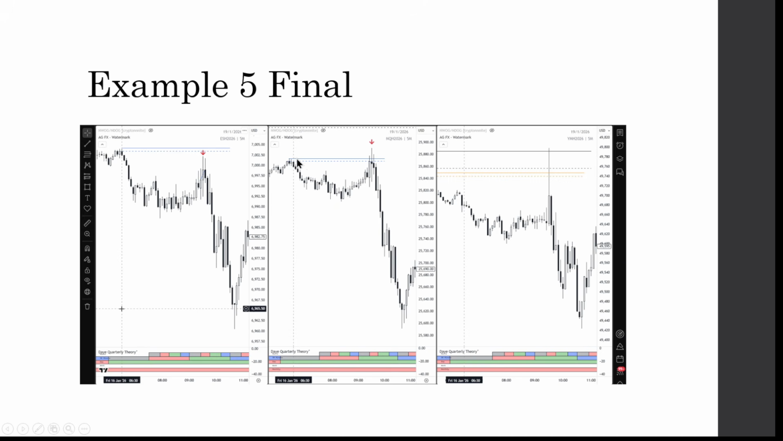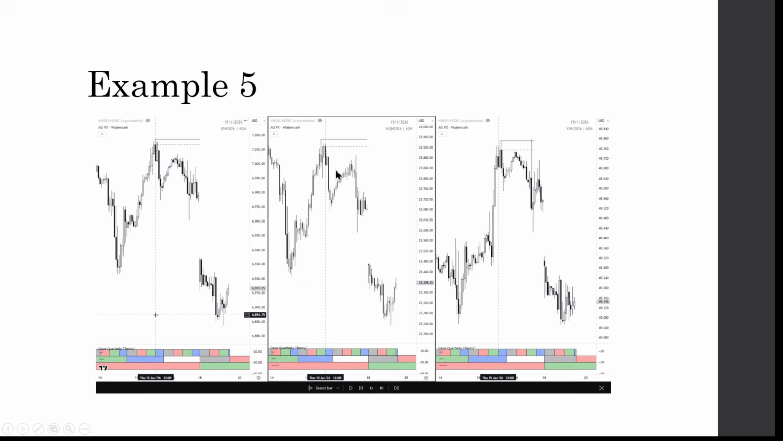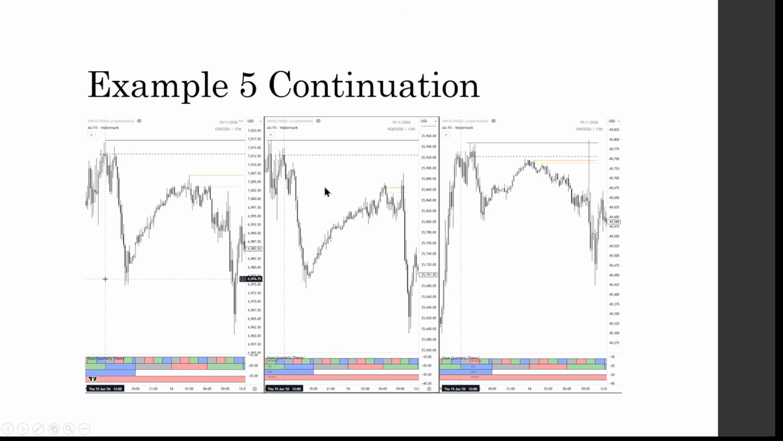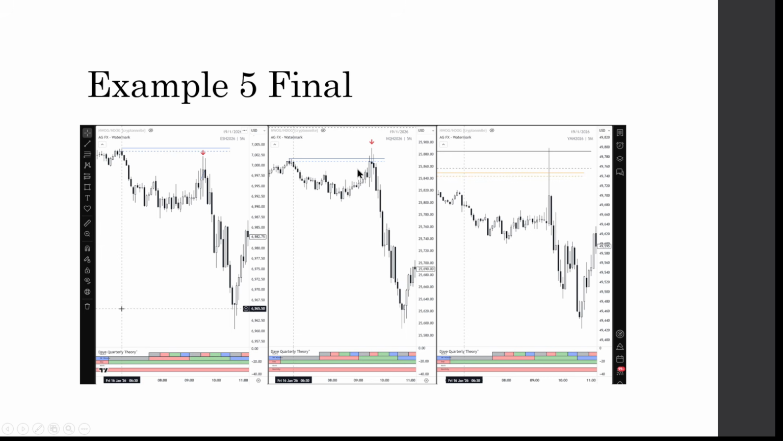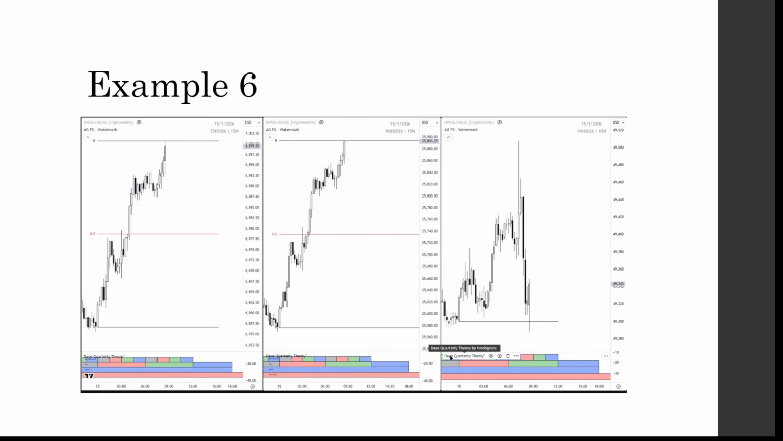So a non-sequential SMT that is valid with this precision swing point that forms can confirm all this mess over here. So we have this SMT here, low probability. We have this SMT over here, low probability. And we have this SMT over here that is confirmed with a precision swing point, making this one valid, confirming everything. All right, so example number 6.